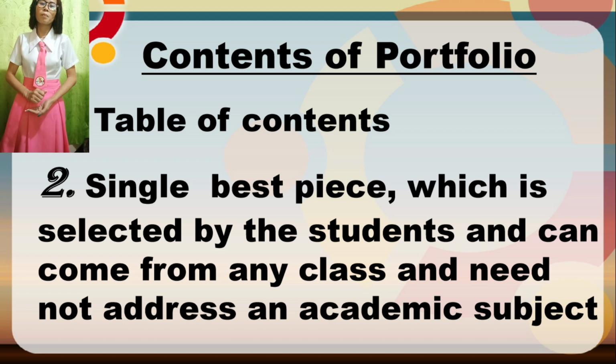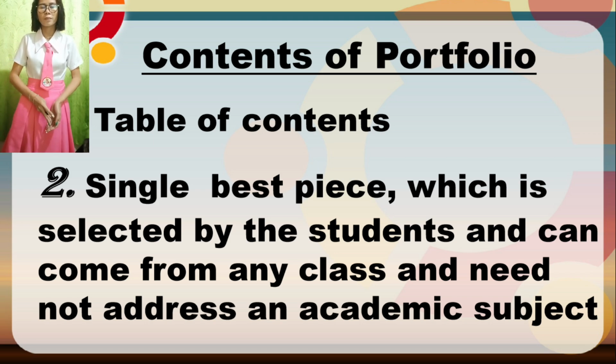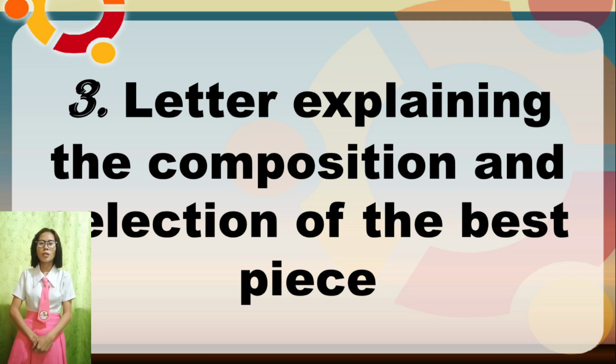So number 2, a single piece selected by the students that can come from any class and need not address an academic subject. Okay, example is a well-written history essay, a science experiment, or a piece of artwork. Number 3 is a letter explaining the composition and selection of the best pieces. So, for example, students explaining why their short story is their most meaningful work. So, they select the best piece.